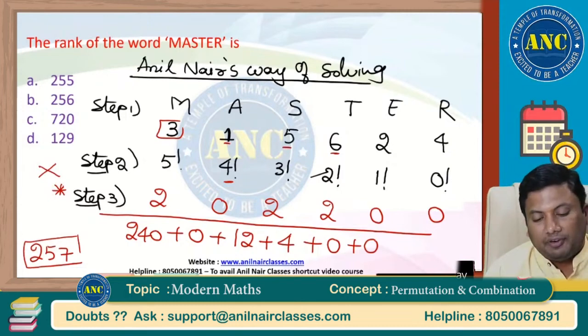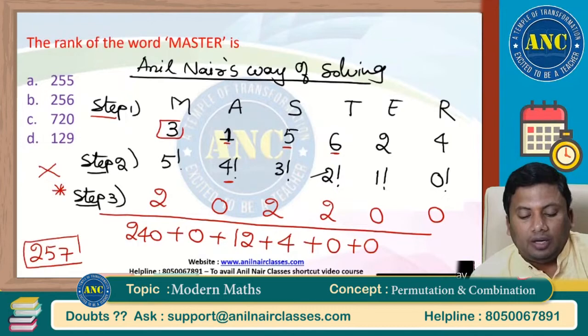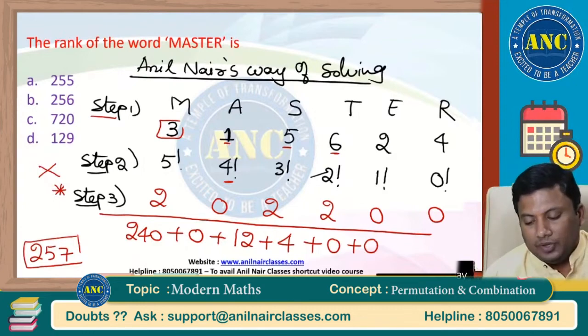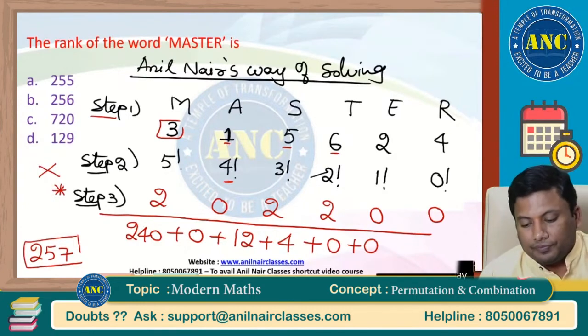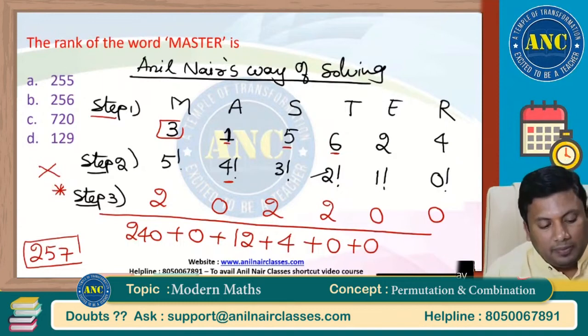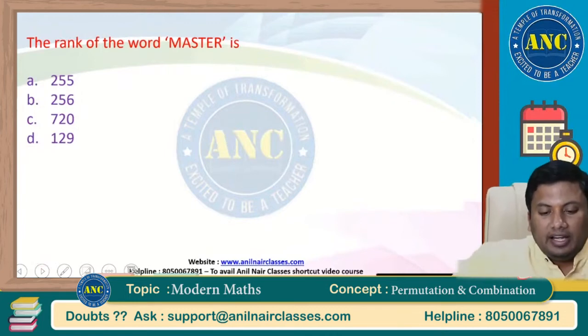Listen very carefully. Step number 1: write down the number sequencing according to the alphabetical order. A is the first letter in this one. The second letter that will come is E. Next it is M. 3, 1, 5, 6, 2, 4. I hope it is clear. Let me do one more question, then it will be very, very clear to you.